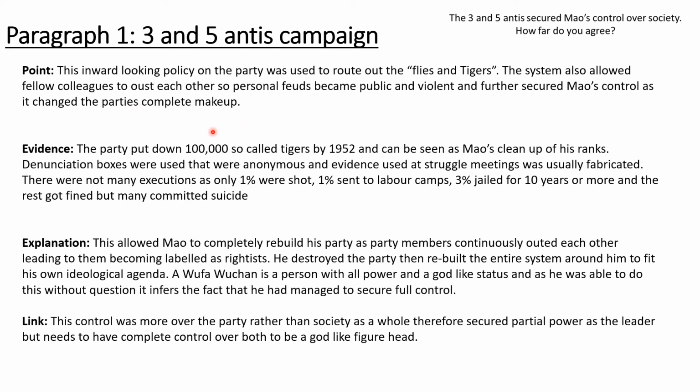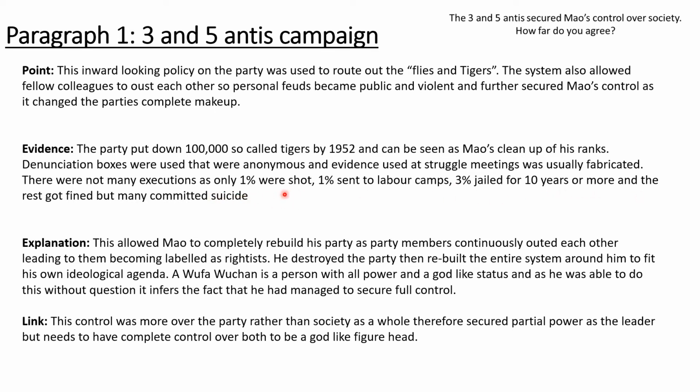This infighting was obviously the reason for the complete movement in the party and change to its overall makeup. The evidence linking to this point is the party put down 100,000 so-called Tigers by 1952, but just to draw your attention to the last sentence of this evidence, it's key to remember that only 1% were shot, 1% were sent to labour camps, 3% jailed for 10 years or more, and the rest got fined.